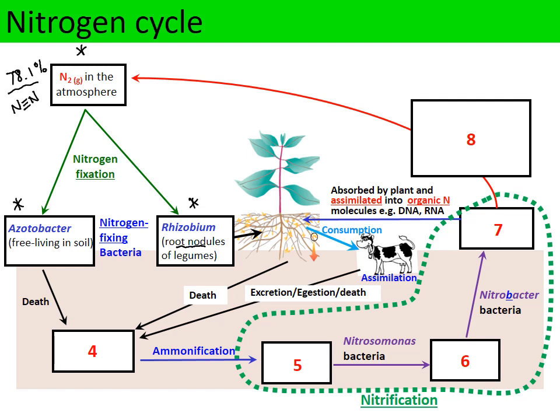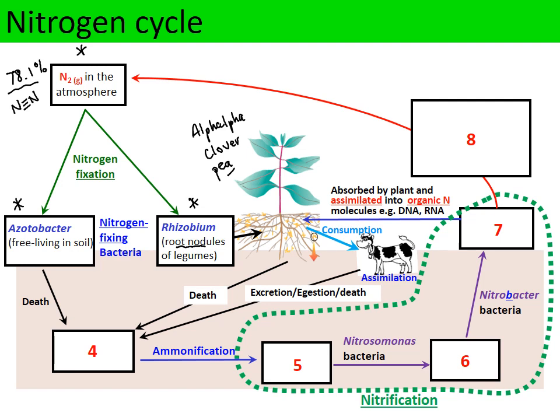Now legume plants include alfalfa, clover is another good example of a legume plant, and pea plants as well, are all legume plants. So these will have a symbiotic relationship with Rhizobium bacteria.